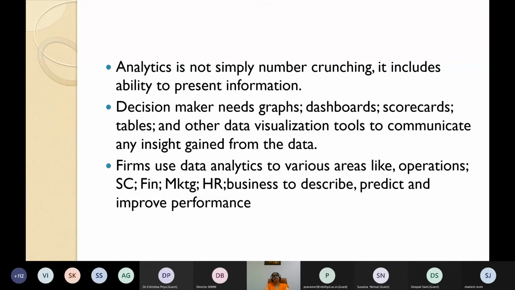So analytics, again I say, is not simple number crunching. It includes the ability to present the information, and the decision maker needs graphs, dashboards, scorecards and other data visualization tools to communicate any insight gained from the data. And we make use of data analytics in various areas like operations, supply chain, finance, marketing, human resource and different business areas to describe, predict and improve performance.